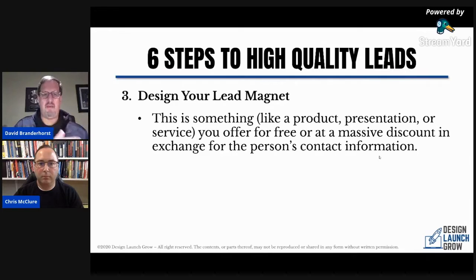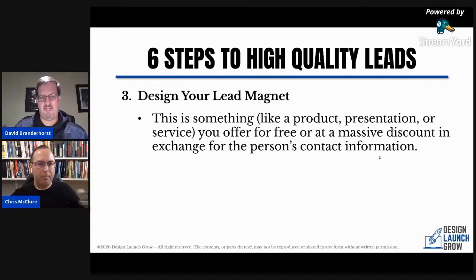So again, we want to think about who these people are and what they need. What would be something that would be really valuable to them? How could I create a free download? How could I create a presentation? How could I do something that these people are going to say, this is hugely valuable to me? We're going to design our lead magnet fully with them in mind.